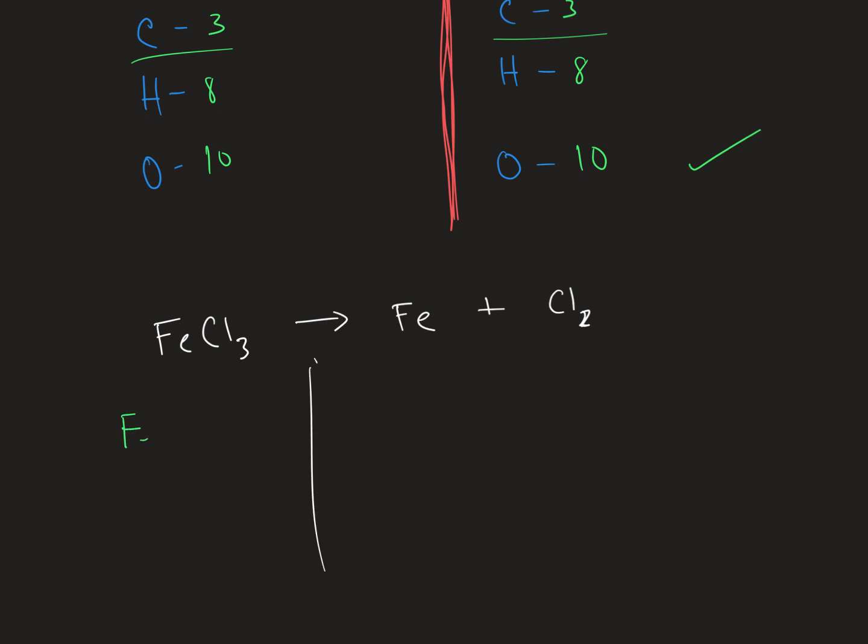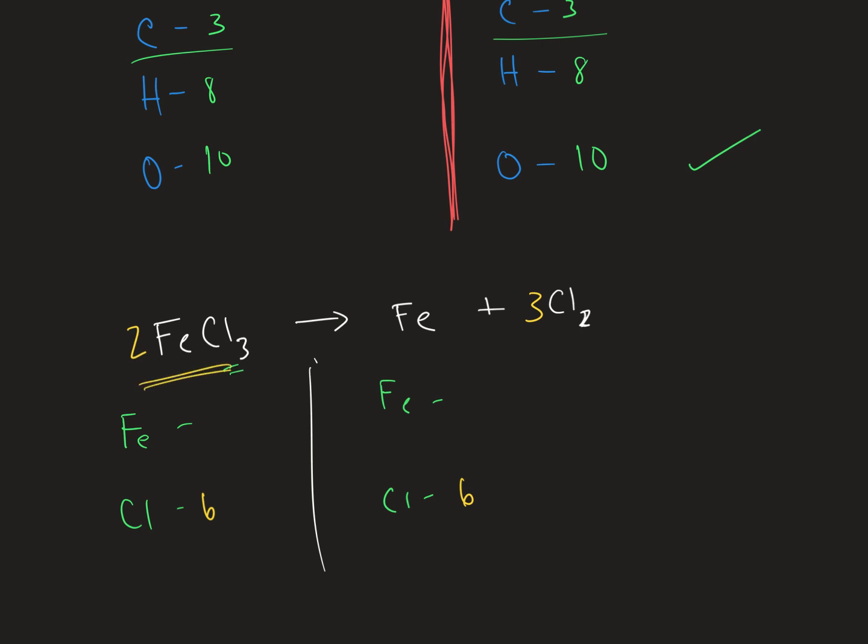We have iron and chlorine on both sides. That's good. Where should we start? Chlorine. There's 3. That's the biggest number, right? Start with chlorine. There's 3 on one side. How many on the other side? 2. So we use what? Least common multiple. What's the smallest number that 3 and 2 go into evenly? 6. So we're going to put a 2 in front of this one to make 6 chlorines. And we're going to put a 3 in front of this one to make 6 chlorines. You with me?